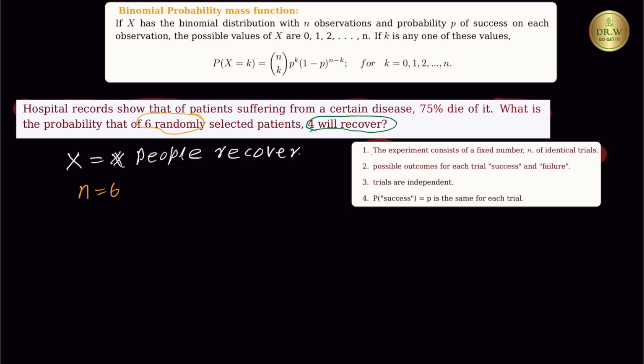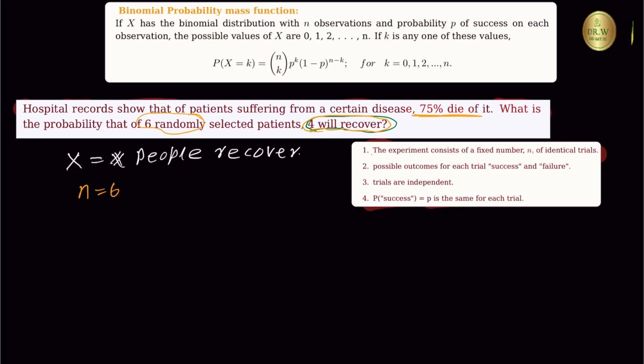Now, third one, trials are independent. Yes, the patients are independent, right? They independently die or recover. Then the last one, the success probability P is the same for each trial. What is the success probability here? We are looking for the people who recover, right? But we have here 75% who die. So this is not the success probability.